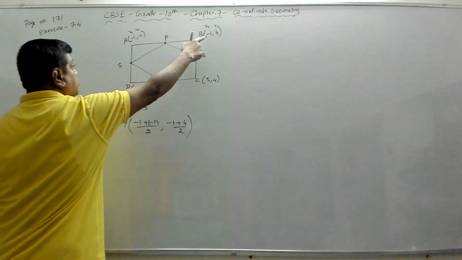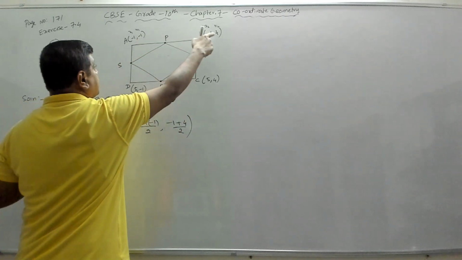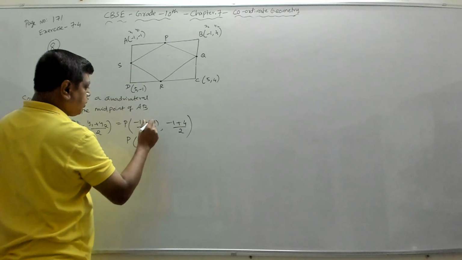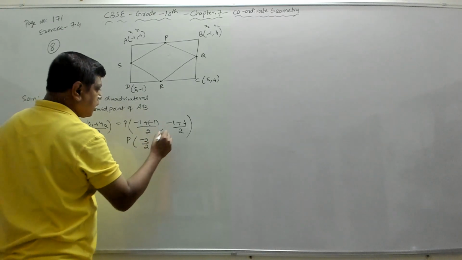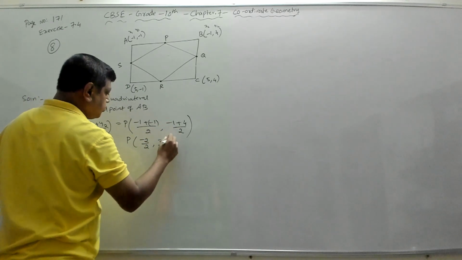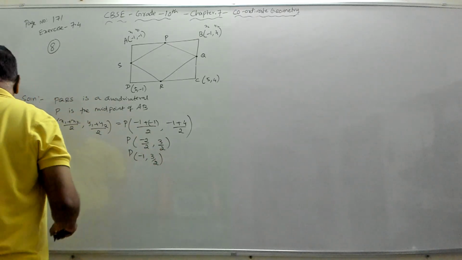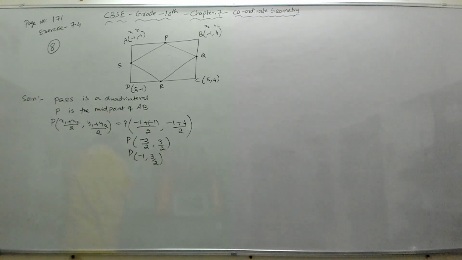x1 plus x2 by 2, comma y1 plus y2 by 2. So this is y1. Now what we get? P of -1 is -2 by 2, comma this is 3 by 2. So your P is -1 comma 3 by 2. That is the coordinate of point P. Fine. Now we should find the point Q.